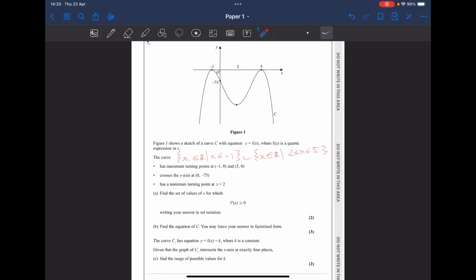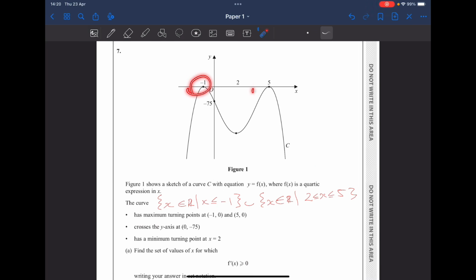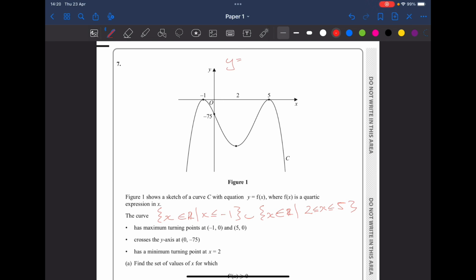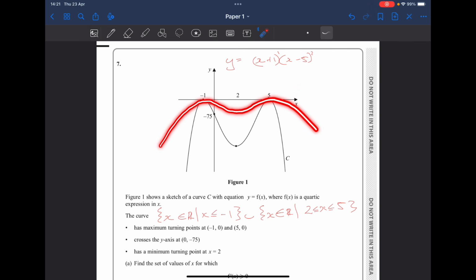Part B then. Find the equation of C. So it's a quartic, so we should have 4 brackets. But we have these repeated roots. Just like in a quadratic, where a repeated root gets a squared bracket, same thing happens here. So it's going to be, say, x plus 1 squared and x minus 5 squared. But we don't know if that's been scaled up or down. You can imagine we could have a graph where it's the same stuff, but it's been flattened. Or you could stretch it out even more, and have one that does this sort of stuff. So we will just put some scale factor at the front.